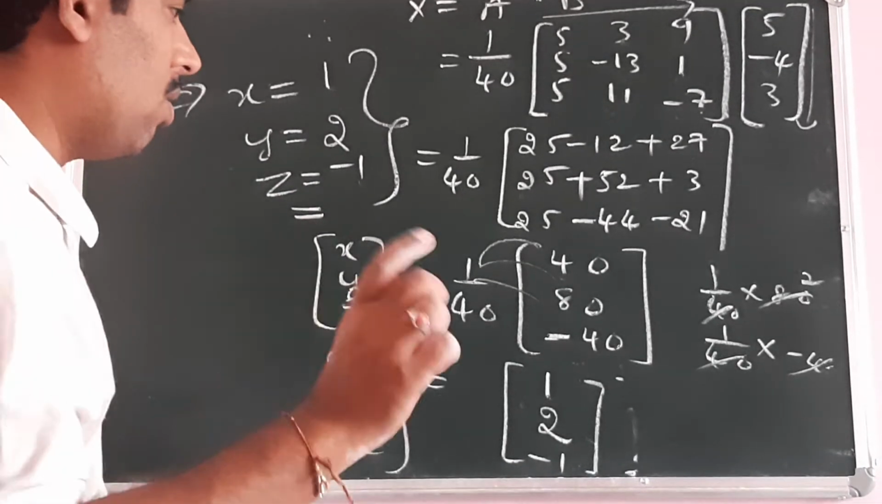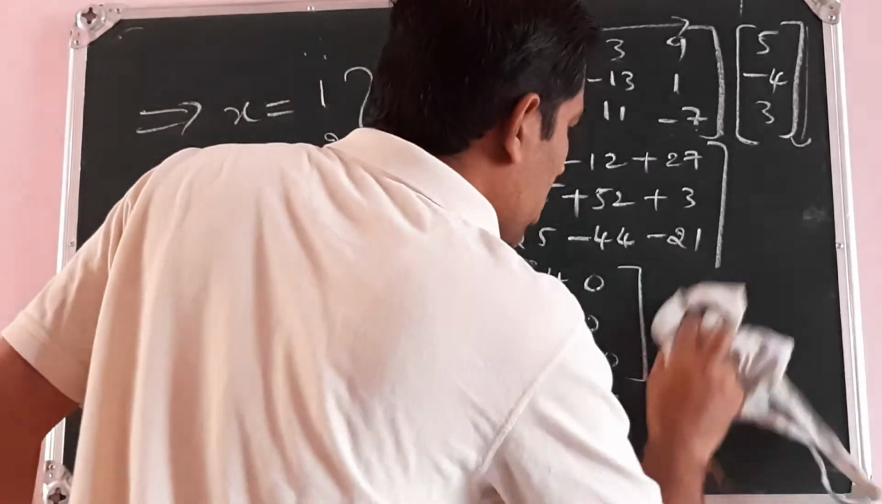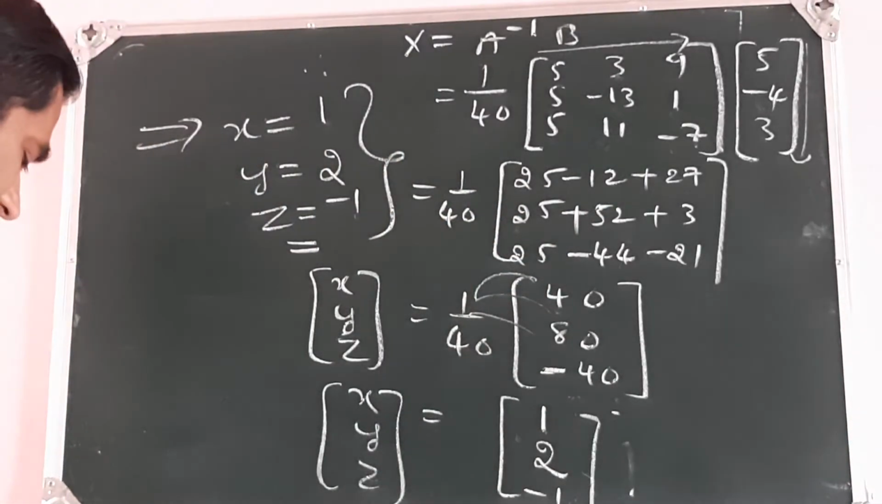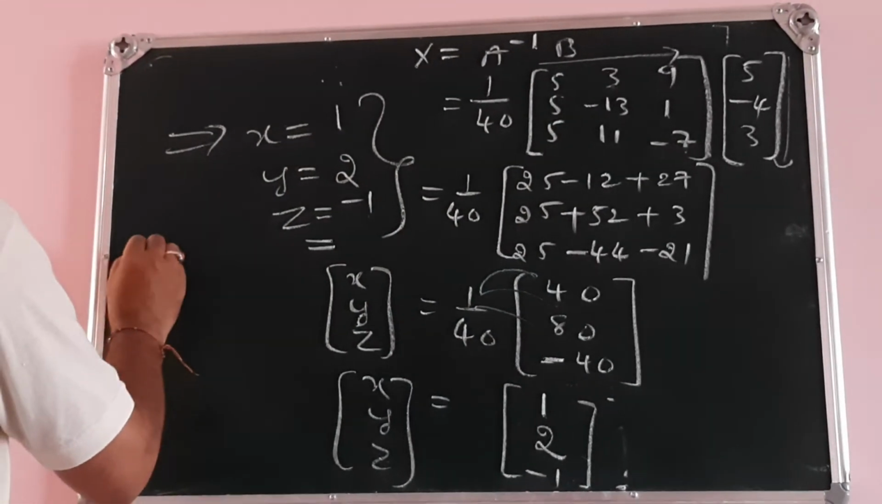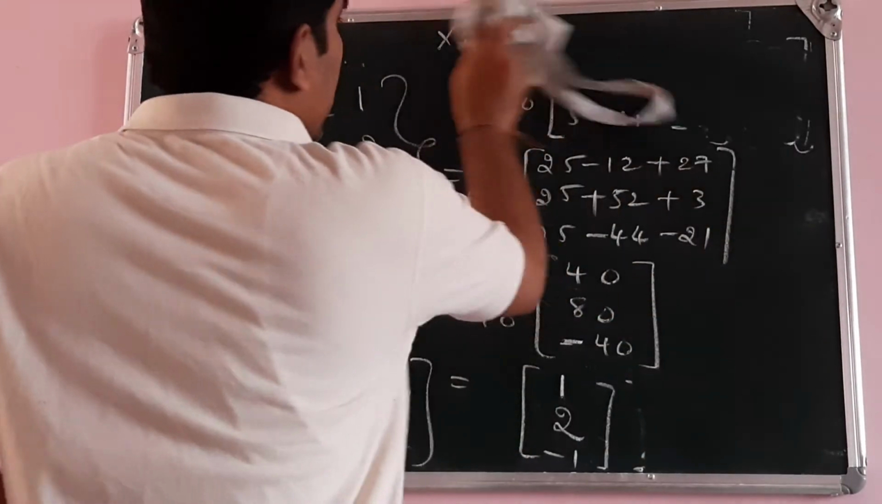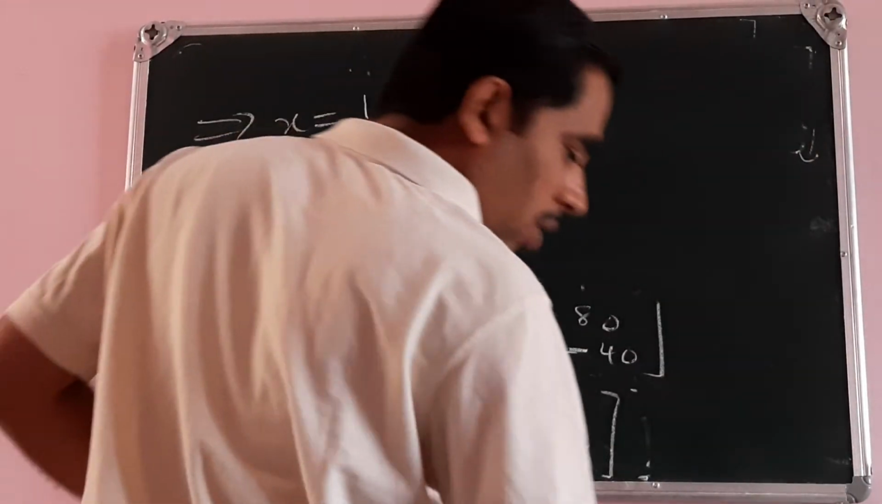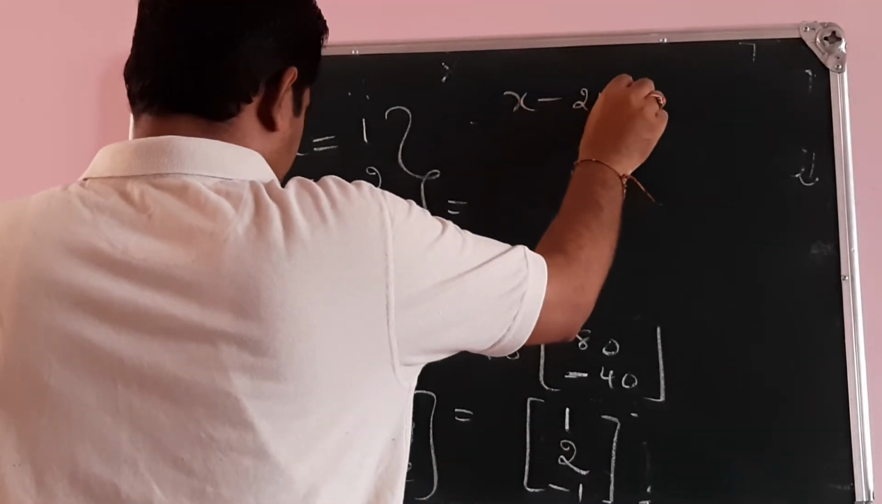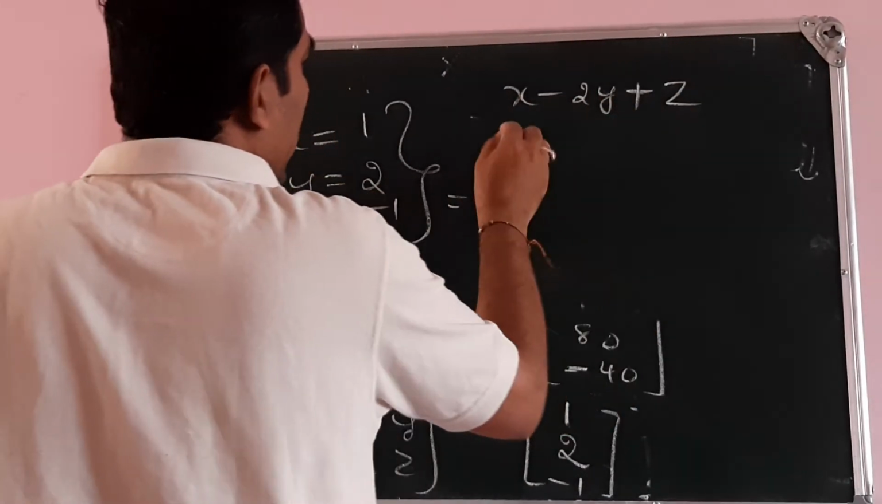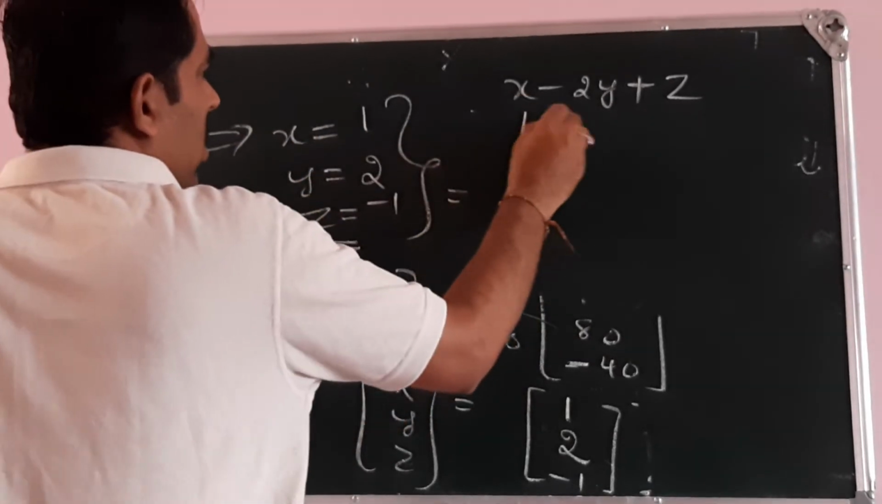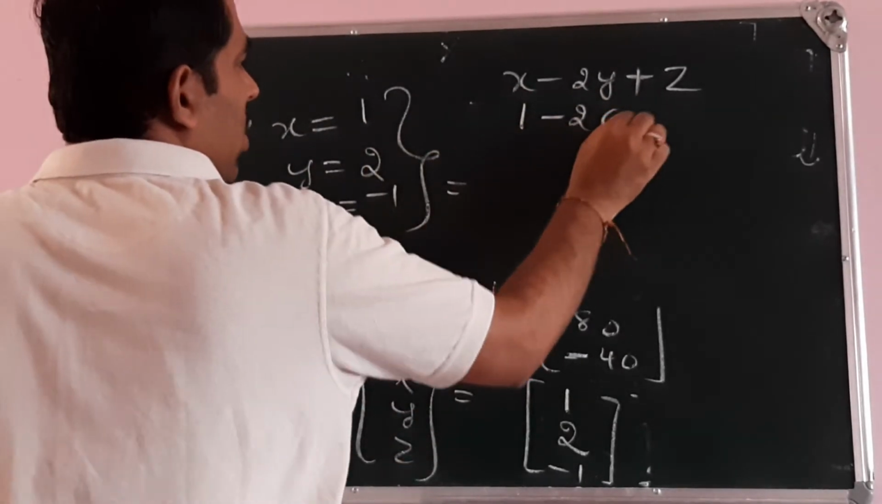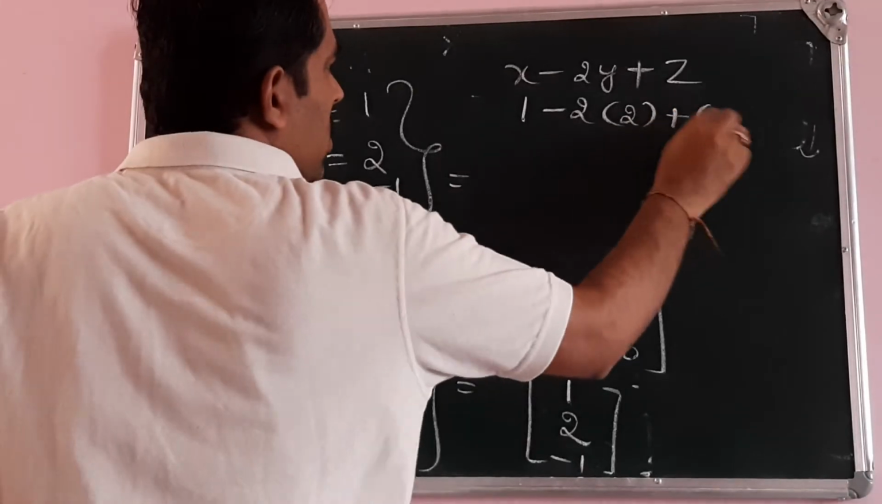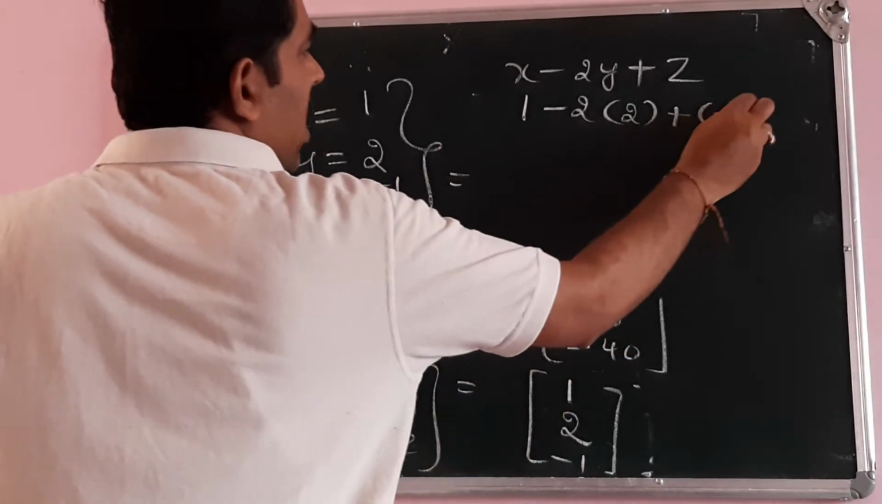For our convenience, let us verify by taking any one of the equations. Let's verify whether our values are correct or not. We consider the equation x minus 2y plus z. What is the value of x here? 1 minus 2 into the value of y, that is 2, plus the value of z, I will put minus 1.